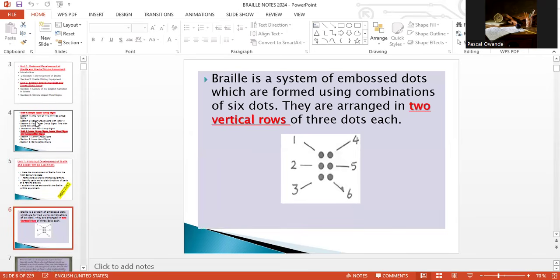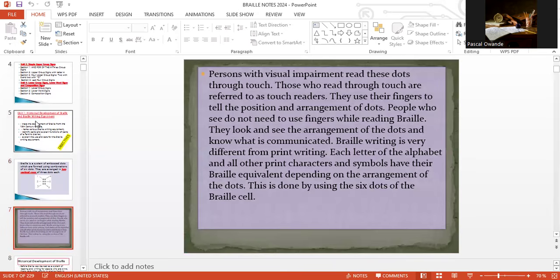So what is Braille? We say that Braille is a system of embossed dots which are formed using combinations of six dots, and these dots are arranged in 2 vertical rows of 3 dots each. And therefore, remember that Braille is for persons with visual impairment. So persons with visual impairment, they use the Braille machine so that they can be able to read, especially these dots, through the sense of touch.